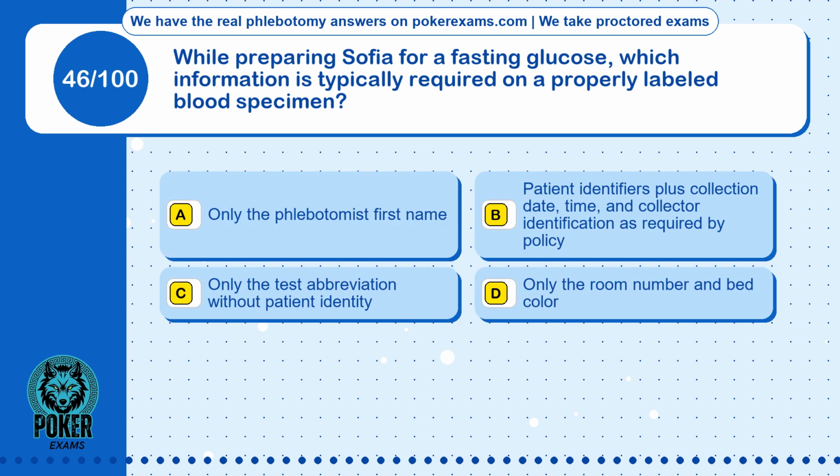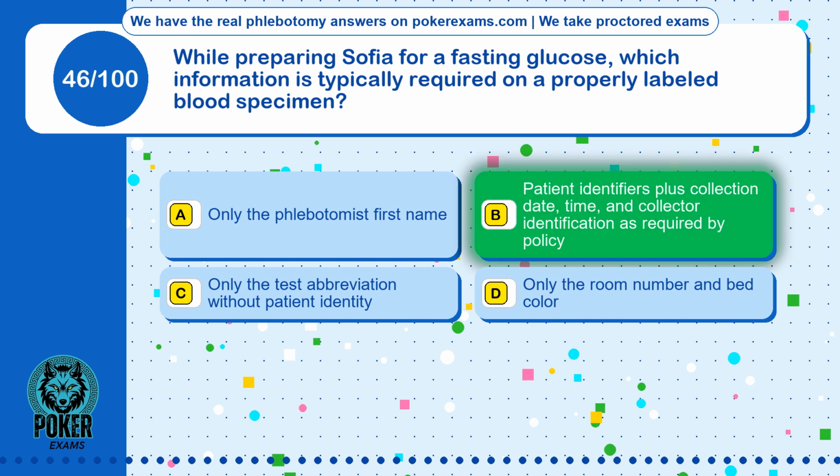Question 46. While preparing Sophia for a fasting glucose, which information is typically required on a properly labeled blood specimen? Option A. Only the phlebotomist first name. Option B. Patient identifiers plus collection date, time, and collector identification as required by policy. Option C. Only the test abbreviation without patient identity. Option D. Only the room number and bed color.